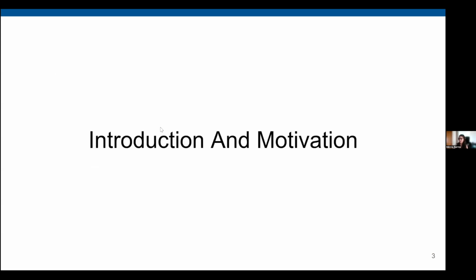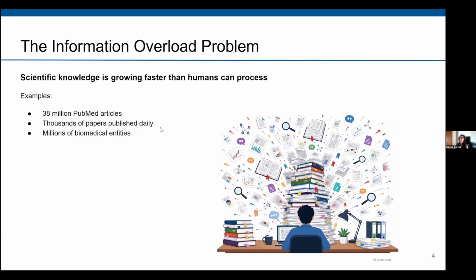So starting with introduction and motivation. Scientific knowledge is growing faster than humans can process. This is a universal truth. Some examples: PubMed, where more than 38 million articles are already published. Thousands of papers are published daily. And also we have millions of biomedical entities to discover, to study, to provide information to the researchers.